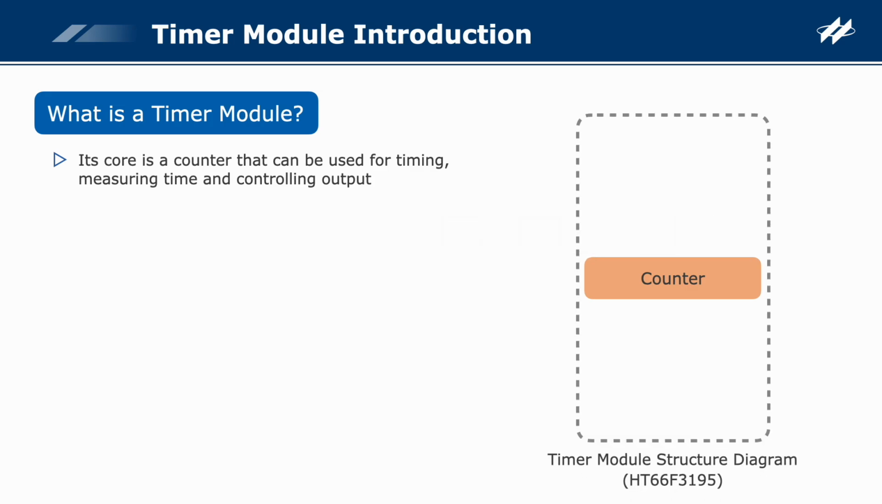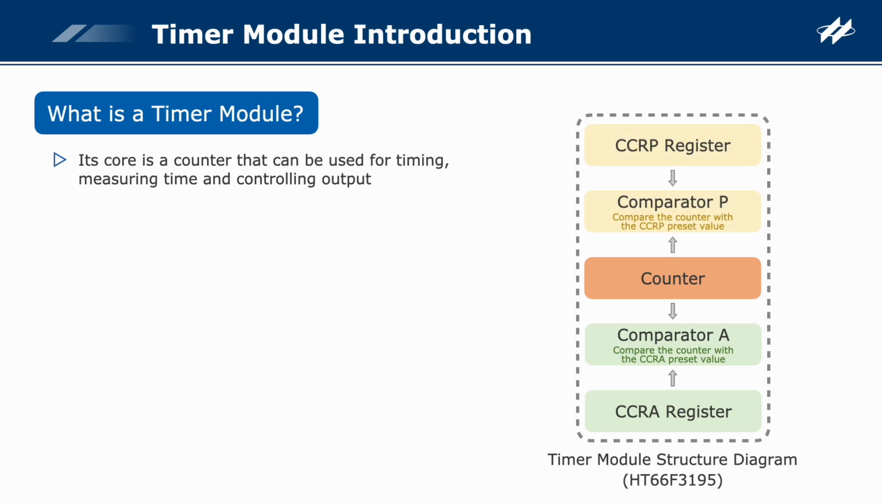However, to implement complex timing operations, a single counter cannot meet the requirements. Therefore, the timer module core also includes 2 comparators, namely comparator A, which is responsible for comparing the counter value with the preset value of the CCRA register, and comparator P, which is responsible for comparing the counter value with the preset value of the CCRP register. They are used for timing different times. When the preset time is reached, the timer module can output the specified pin state and trigger the corresponding interrupt.